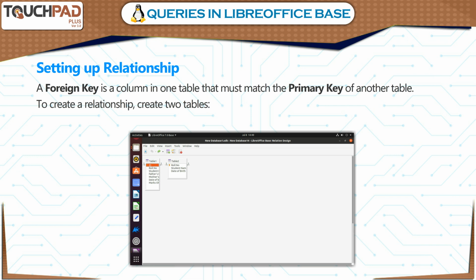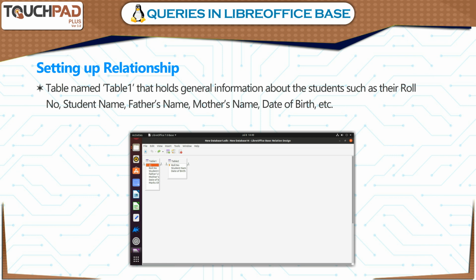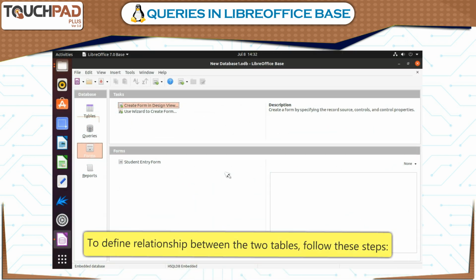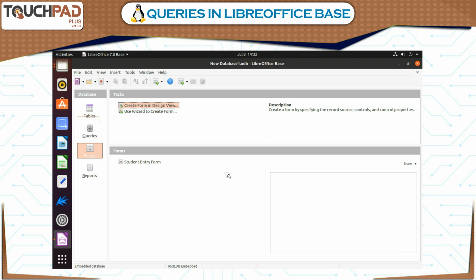To create a relationship, create two tables. Table named Table 1 that holds general information about the students such as their roll number, student name, father's name, mother's name, date of birth, etc. Table named Table 2 that holds information about roll number, marks, percentage, etc. To define relationship between two tables, follow these steps.